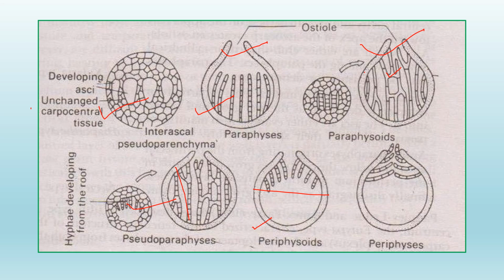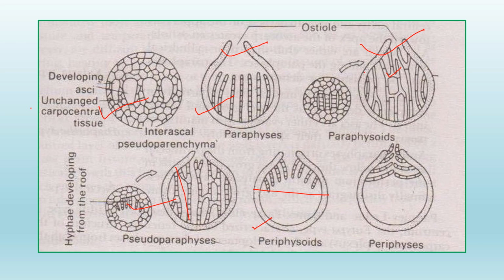asci are arranged in a particular layer known as hymenium, and paraphyses are present; if the tips of the paraphyses are fused, that is known as the epithecium layer. And apothecium we can find in Peziza and Tuber. Then last one is the ascostroma. Ascostroma, if it is unilocular, then endothecium we can find.